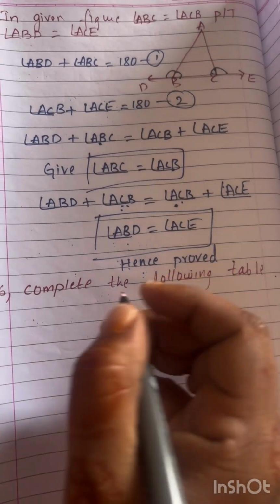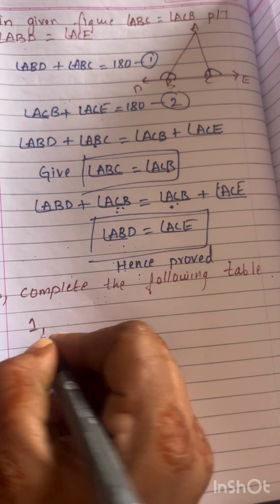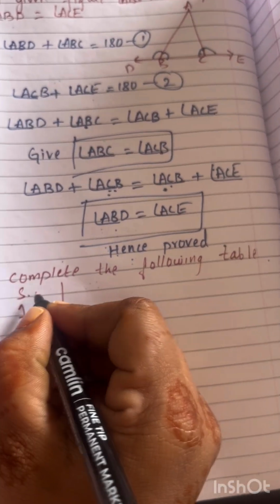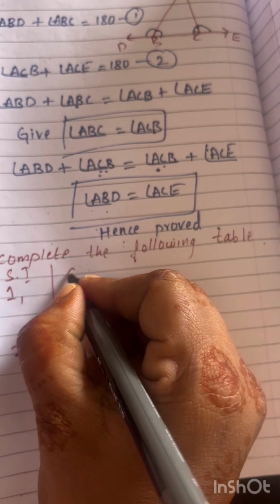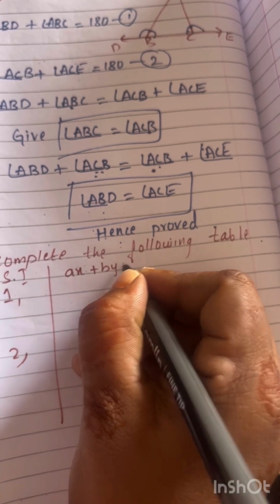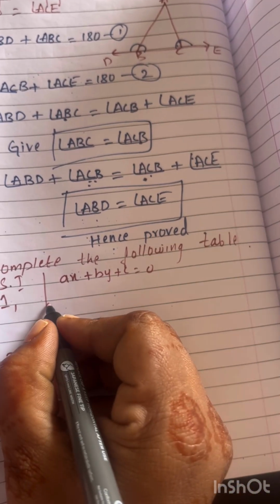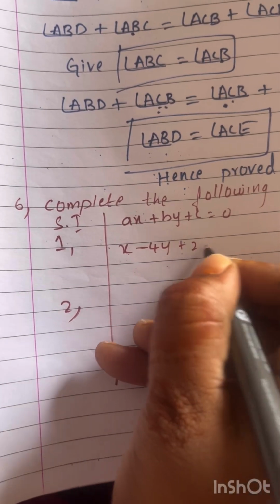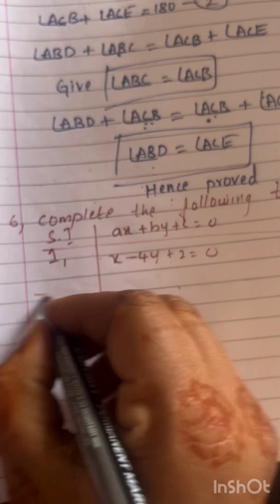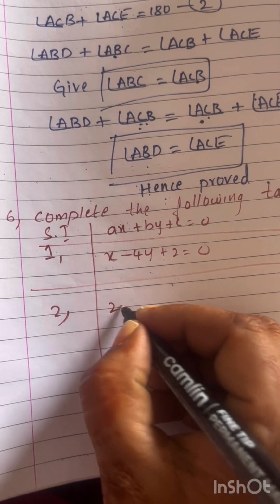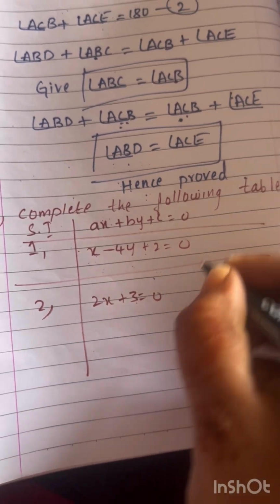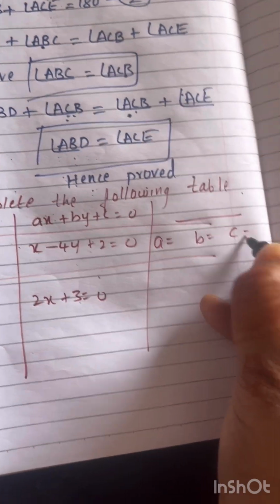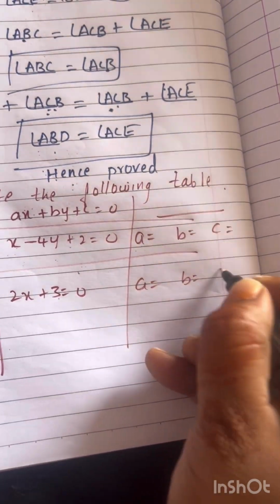Following table. What is the table? This is serial numbers, and this is general form: ax plus by plus c is equal to 0. The first equation given is x minus 4y plus 2 is equal to 0, and the second is 2x plus 3 is equal to 0. They are asking a value, b value and c value.